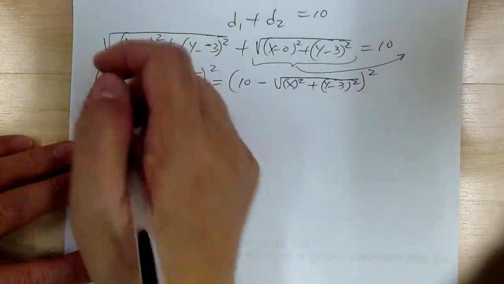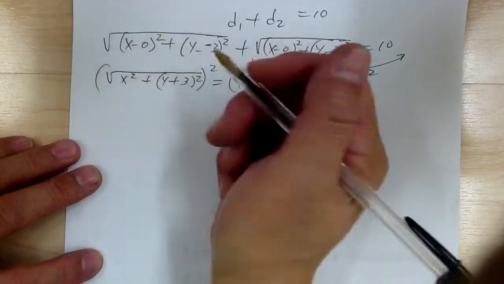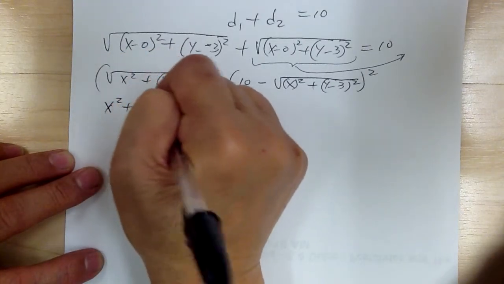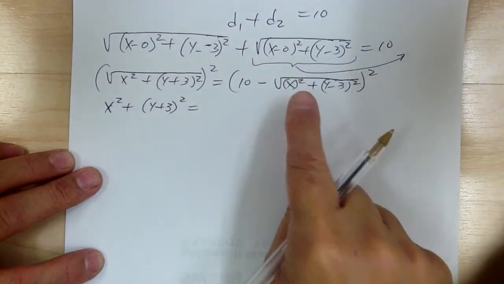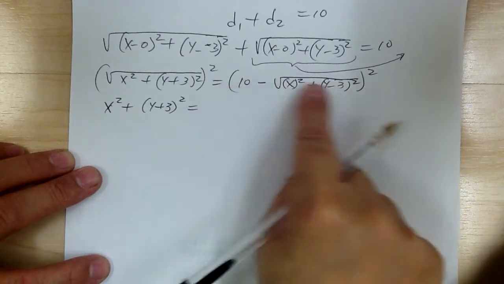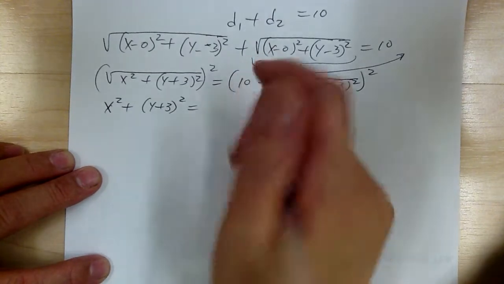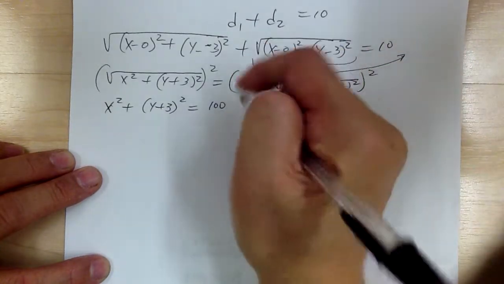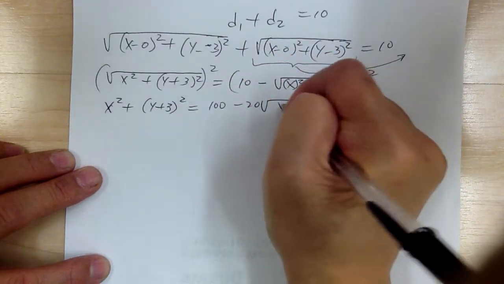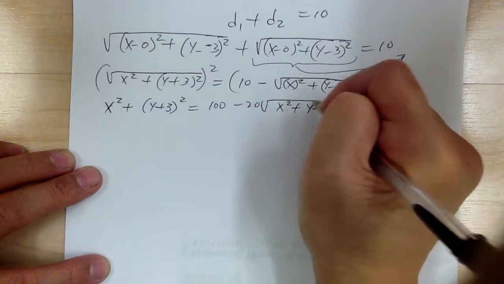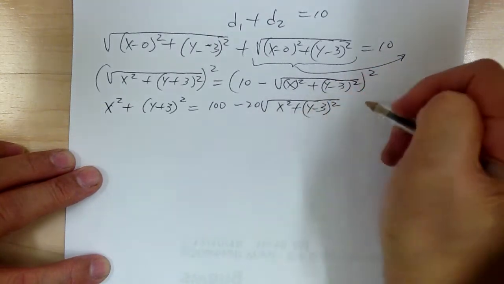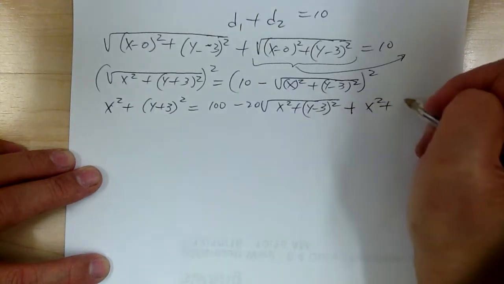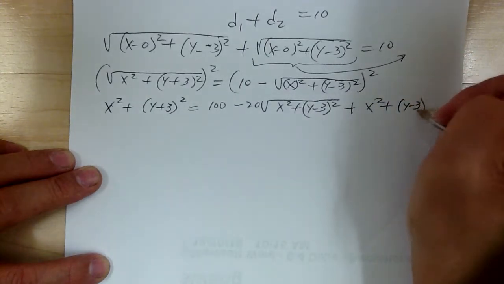Okay, so this one just cancels out, and so you're going to get x squared plus (y plus 3) squared equal to, now when I square this binomial, you have to watch the middle term. So you square the 10, you get 100. The middle term would be this times that, which would be minus 20 square root of (x squared plus (y minus 3) squared), and you square this side, you get plus x squared plus (y minus 3) squared.